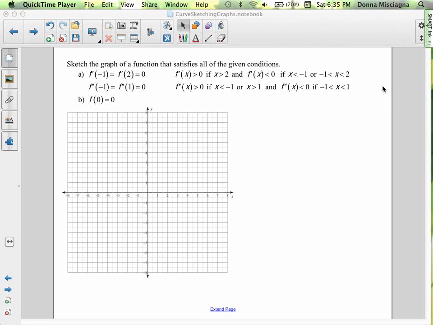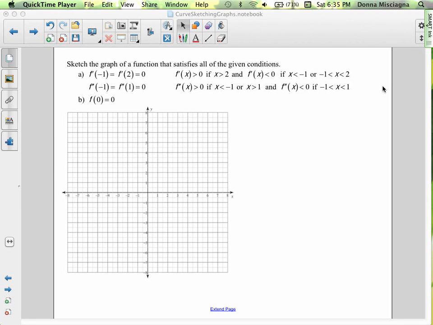All right, so in these ones we're given information and we're going to sketch a graph of a function that satisfies all of the given conditions. It's not necessarily the only graph that would satisfy those conditions, but it's a graph that would satisfy these conditions.